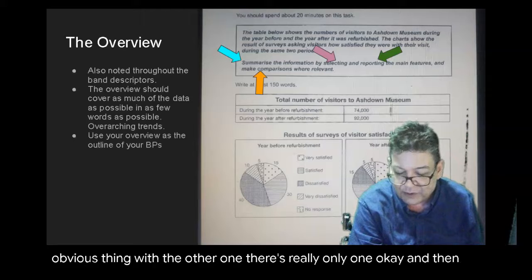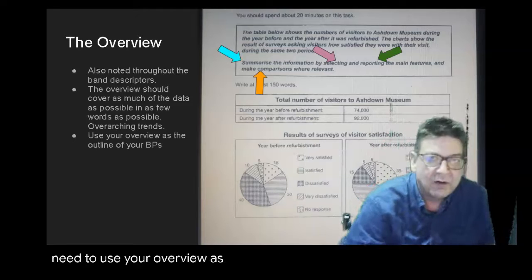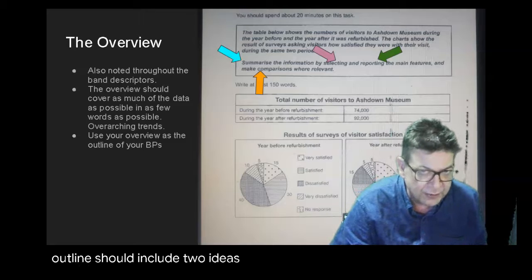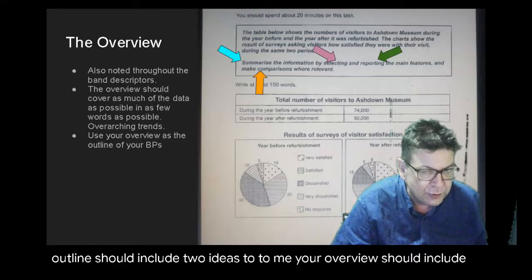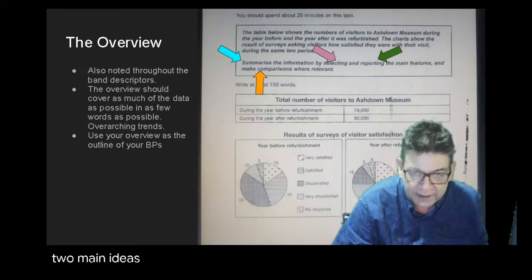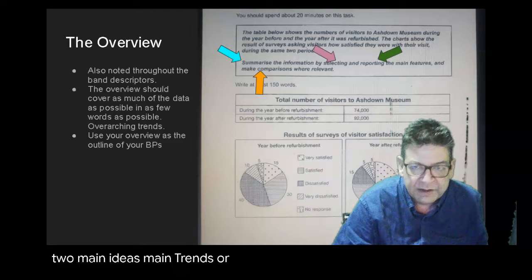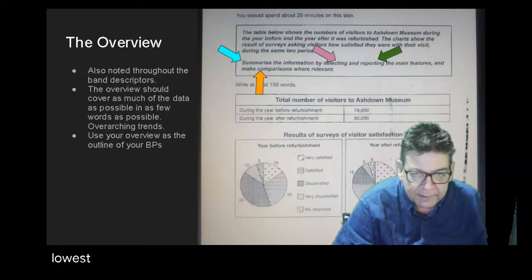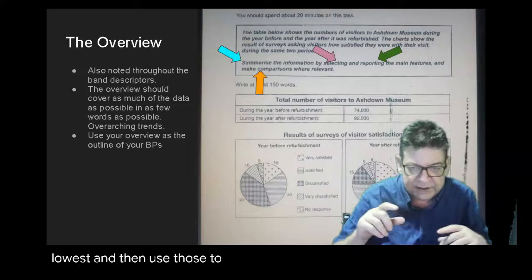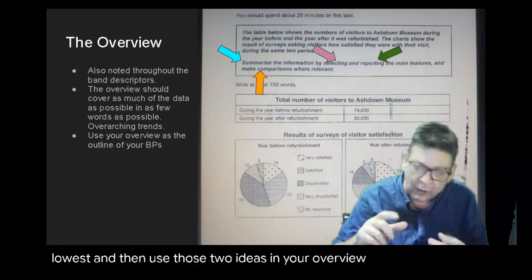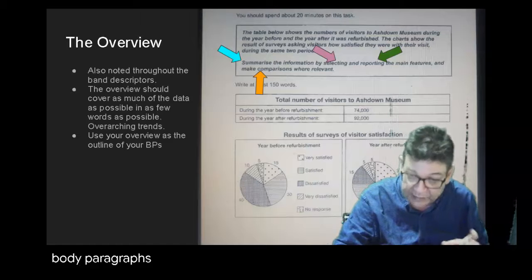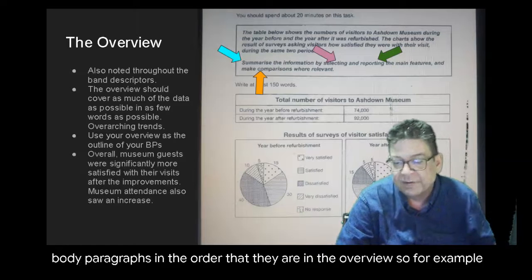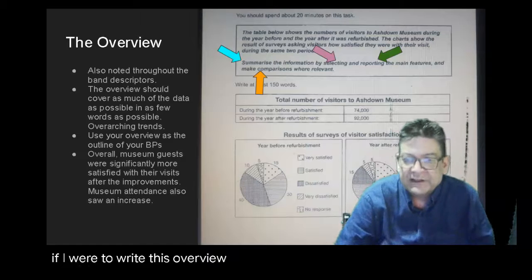And then you need to use your overview as your outline for your body paragraphs. Your overview should include two main ideas, main trends or differences, and not the highest and the lowest. And then use those two ideas in your overview to organize your body paragraphs in the order that they are in the overview. So, for example, if I were to write this overview, I would say it like this.